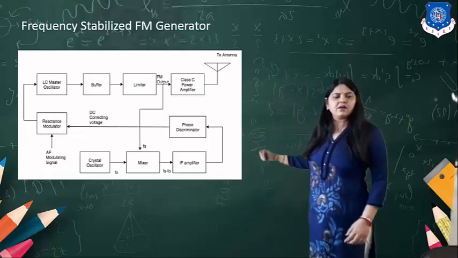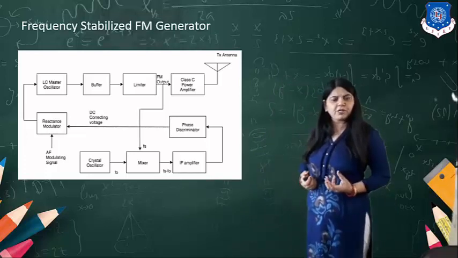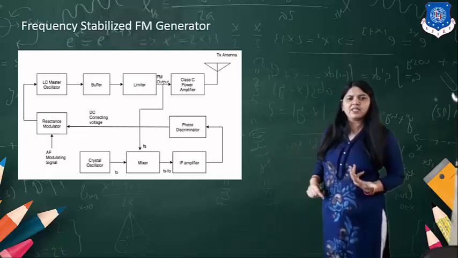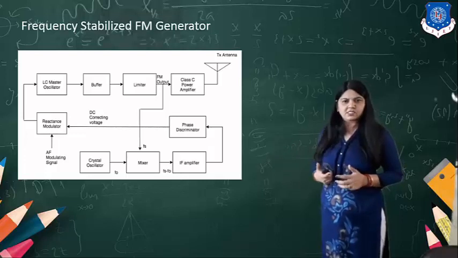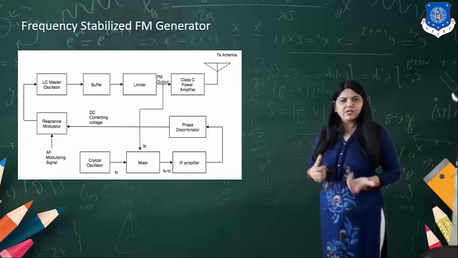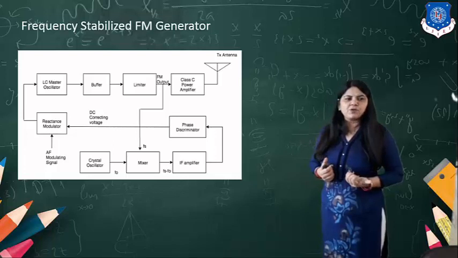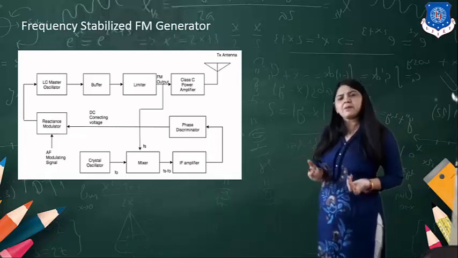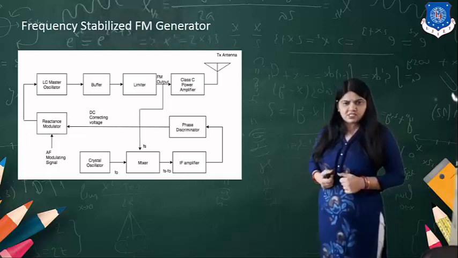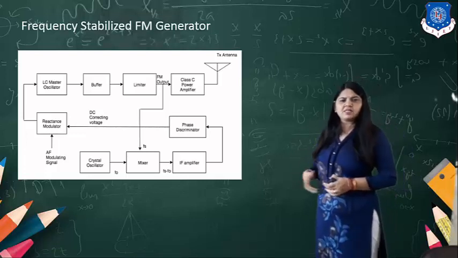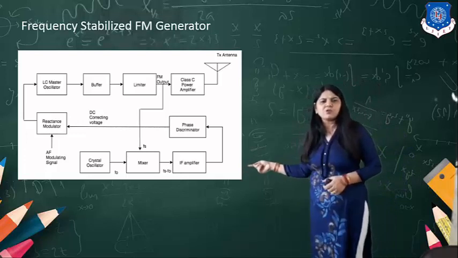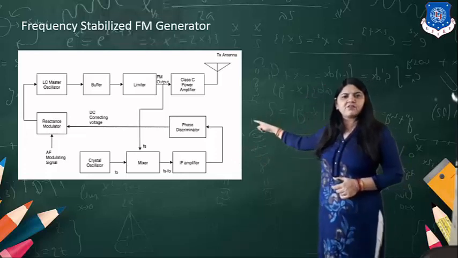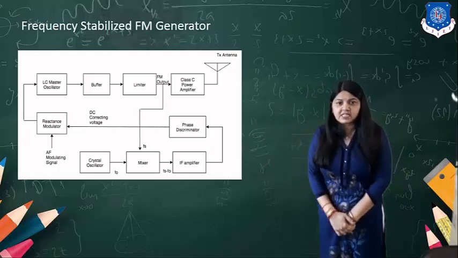So now the mixer has two inputs: one is the FM output and the other is the crystal oscillator. The mixer will produce an output that can be either the sum or the difference of the two signals, Fs minus Fo. Now we consider one of the signal outputs, and it is given to the IF amplifier, then to the phase discriminator.